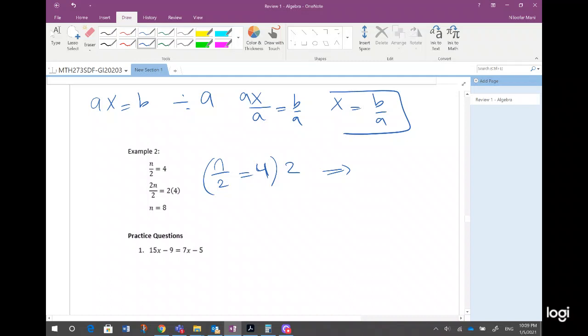My question didn't change. So it's 2n over 2 is 8. So n is 8. Oh, 8 is the answer. How do I know the answer is correct? I just substitute.